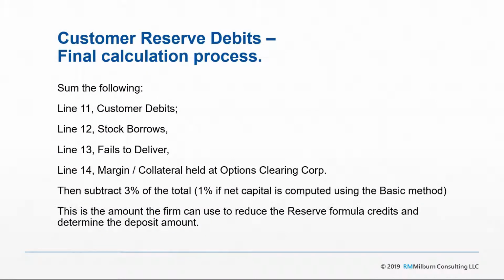Final calculation process. You want to sum the following, and that's lines 11 through 14. And then you're going to subtract off 3% of the total, or only 1% if your net capital is computed using the basic method. Once you've determined this amount, then that's what you're going to be able to use to reduce the reserve formula credits. And then from there, you're going to be able to calculate your deposit amount.